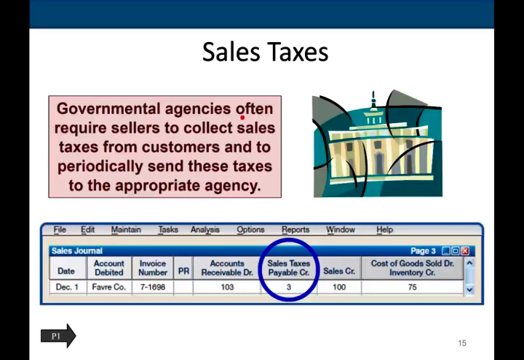Now, governmental agencies often require sellers to collect sales tax from customers and periodically send these taxes to the appropriate government. If you are collecting sales tax, you could add a column that says sales taxes payable. For example, here we are collecting $3 of sales tax. So you could add more columns to the sales journal. But remember, what goes on the sales journal? Sales on credit.